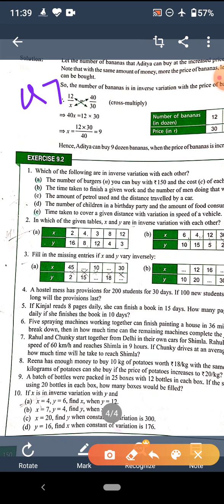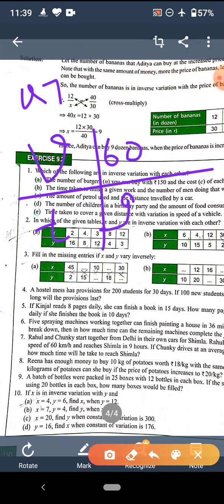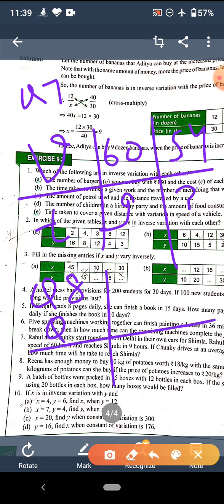Now question number 7. Rahul and Chunky start together from Delhi to Shimla. Rahul drives at an average speed of 60 km per hour, the time is 9 hours. If Chunky drives at an average speed of 54, how much time? Again you can use x1 y1 x2 y2. Question number 8. Reena has enough money to buy 10 kg of potatoes. What are the quantities? 10 kg. If the rate is 18 per kg, how many kilograms of potatoes can she buy if the price is 20? Again you can apply x1 y1 is equal to x2 y2.